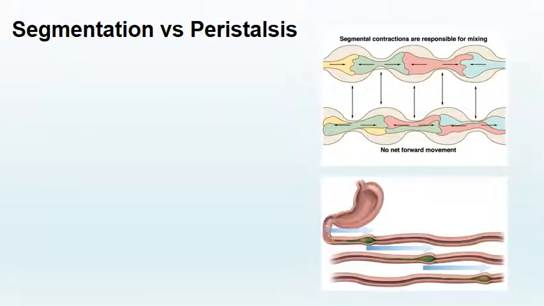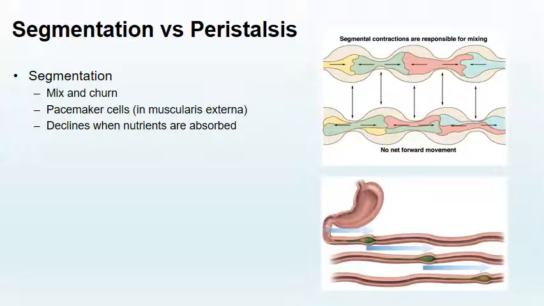And so this slide is a reminder of the difference between segmentation and peristalsis. Up to this point, we have exclusively talked about peristalsis, so I think we probably know what that is, but let's talk about segmentation a little bit. So segmentation is actually our most common type of movement, particularly in the intestines. We are going to get mixing and churning.